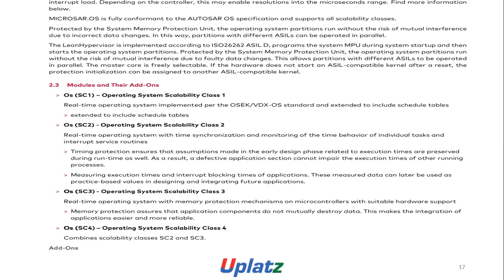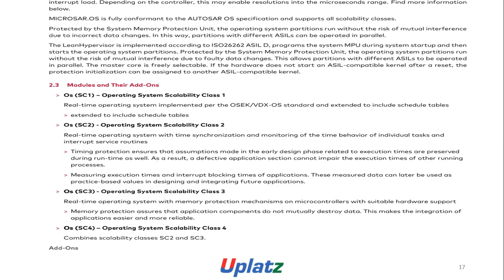The Lean Hypervisor is implemented according to ISO 26262 ASIL D. It initializes the system MPU during system startup and then starts the operating system partitions. Protected by the system memory protection unit, the operating system partitions run without the risk of mutual interference due to incorrect data changes. This allows partitions with different ASILs to be operated in parallel. The master core is freely selectable. If the master core does not start an ASIL compatible kernel after a reset, the protection functionality can be assigned to another ASIL compatible kernel. Modules and their add-ons.